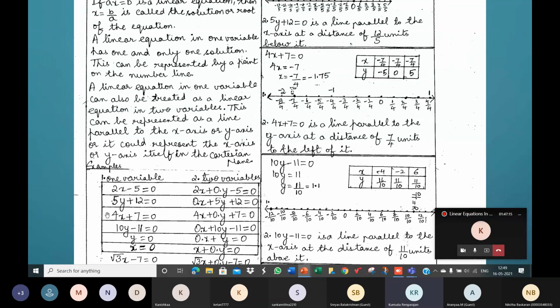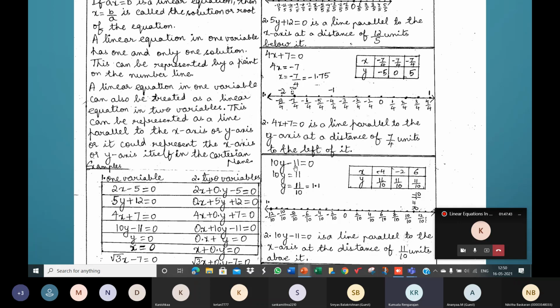Now look at the third one: 4x plus 7 is equal to 0. I took this example so that when you get the denominator as 4, you learn how to represent it on the number line. I took different denominators to help you understand how to represent it on the number line. So when it is minus 7/4, we say minus 1/4, minus 2/4, minus 3/4 like that.